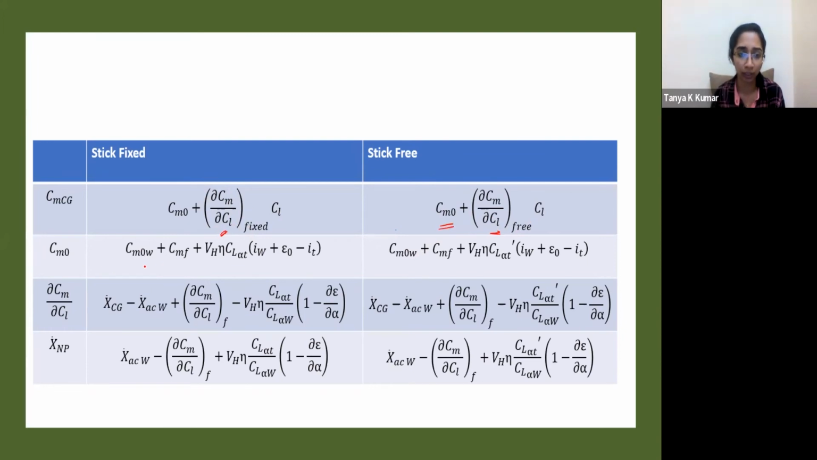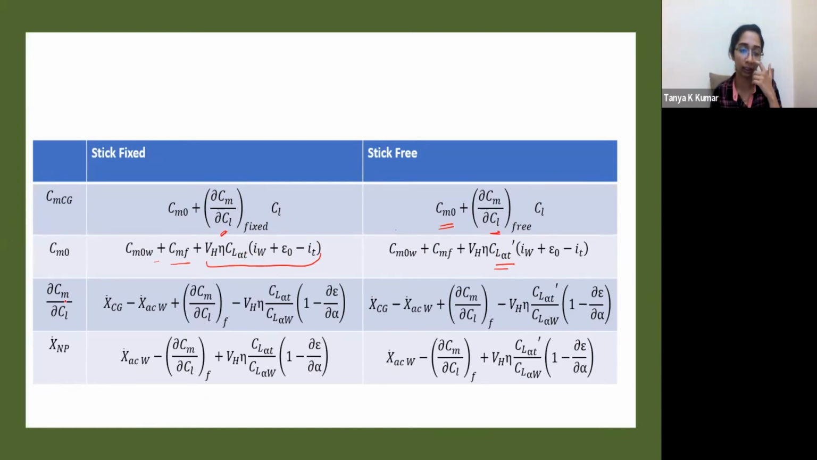Next is Cm naught. The Cm naught equation for the stick free case: we know this is the contribution of the wing, this is the contribution of the fuselage, and this is the contribution of the tail. The only point of variance between stick fixed and stick free we saw was that the CL alpha tail changes. It becomes CL alpha tail prime, which is less than the CL alpha tail for the stick fixed case.